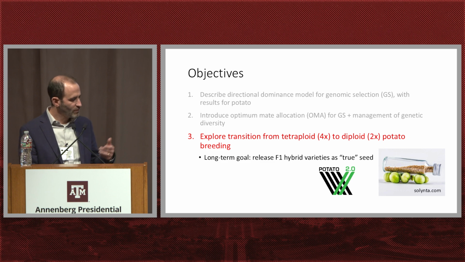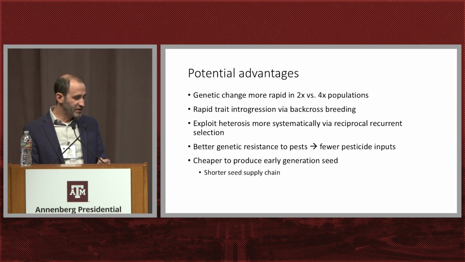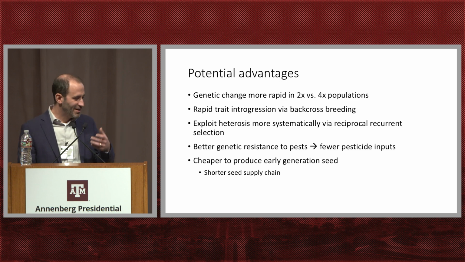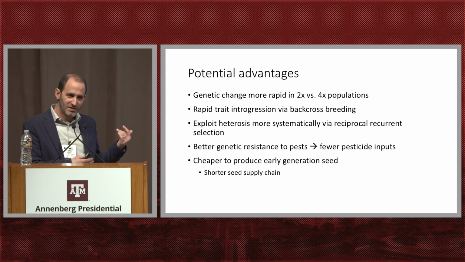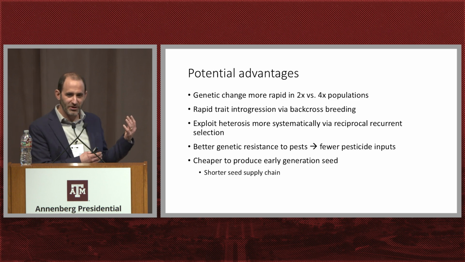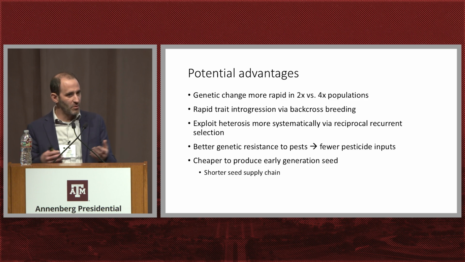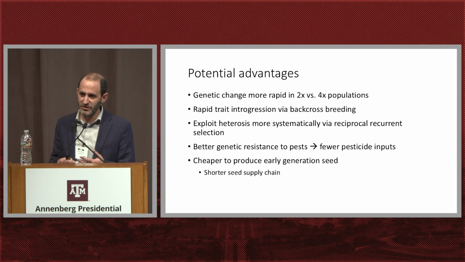What are the potential advantages of this breeding system? Well, in general, genetic change is more rapid at the diploid level compared to the tetraploid level in terms of how quickly you can change allele frequencies. Of course, once we have inbred lines, we'll be able to use backcross breeding to introgress traits without changing all the other characteristics of the parents of our hybrids. And of course, we know we have heterosis. I've just estimated heterosis for you in our tetraploid potato program, but we don't have a very efficient way of systematically exploiting it. The thought is that with inbred lines, you can explore hybrid combinations and heterosis much more efficiently.